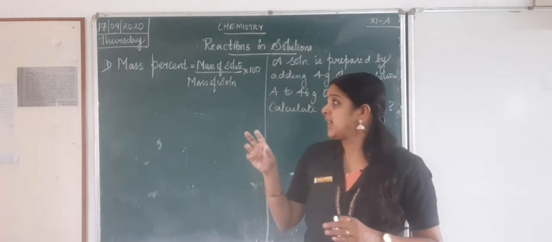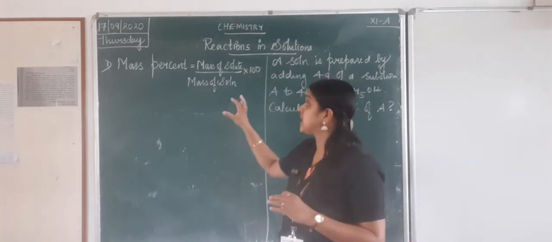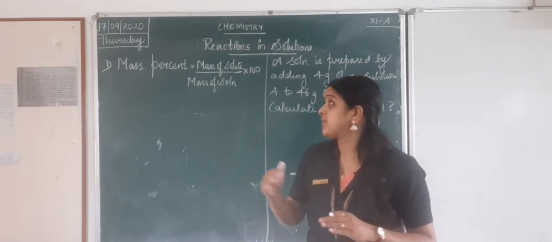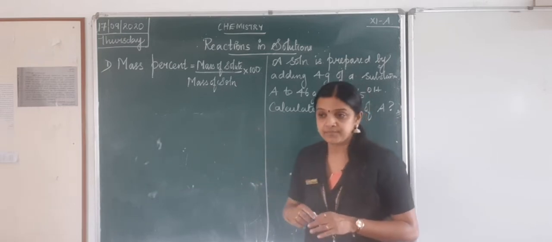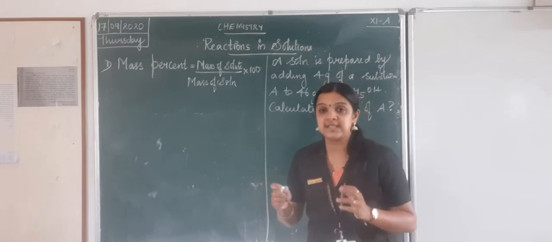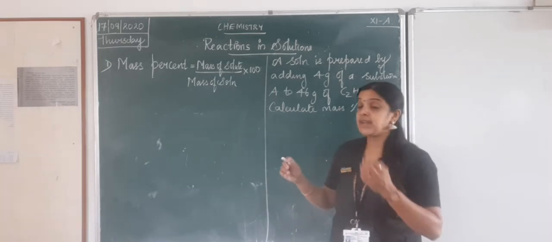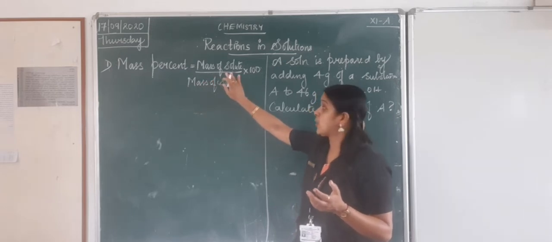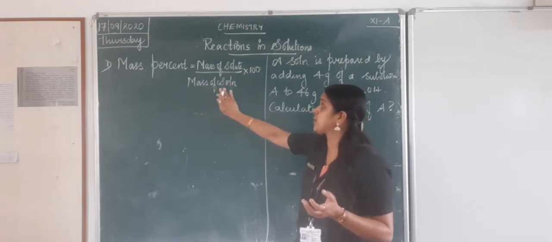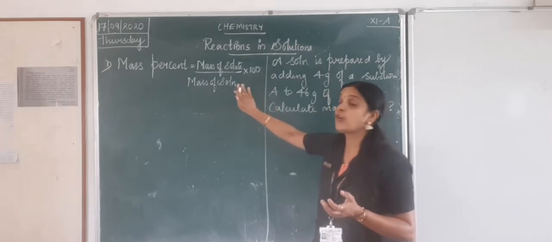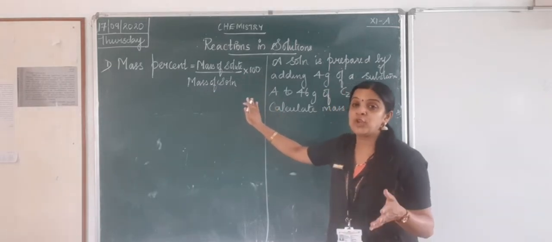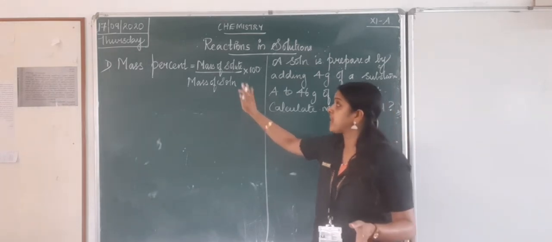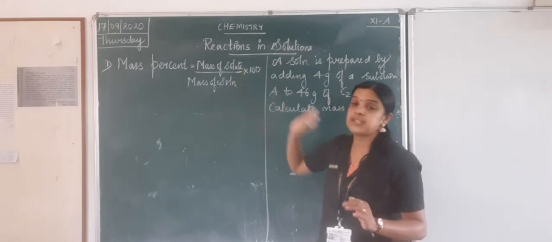So here we have 4 methods to calculate the amount or the concentration of solutions. The first one we will be seeing is mass percentage. Mass percent is calculated by dividing the mass of the solute by the mass of the solution, multiplied by 100. This is the formula. These types of questions can come for your board exam. You can just refer to the textbook questions, that is more than enough.